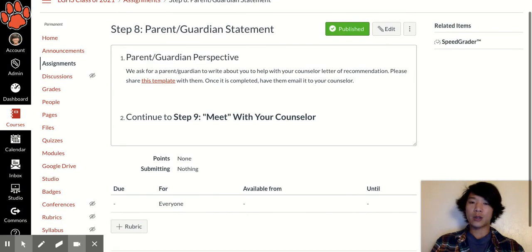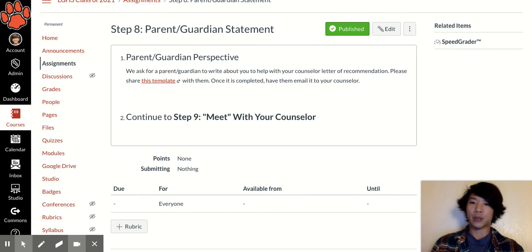We also ask that your parent or guardian fill out a little bit of information about you. It's super informal. We just want to get some perspective from them, since they've known you for probably your whole life. That helps the counselors write a really strong letter of recommendation as well. There's a template that they can fill out. If you would share this with your parent or guardian, that would be super helpful. Once they're completed with that, they can email it to your counselor.